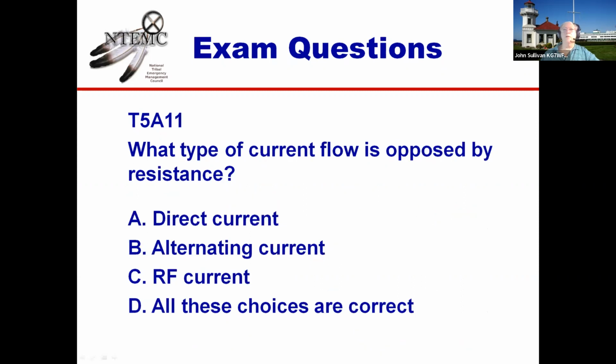What type of current flow is opposed by resistance? We didn't really talk a lot about this, but the answer is all of these are true. Remember I said that impedance is resistance, but only in AC circuits, but you also have resistance in AC circuits or DC circuits, and also resistance to RF energy.